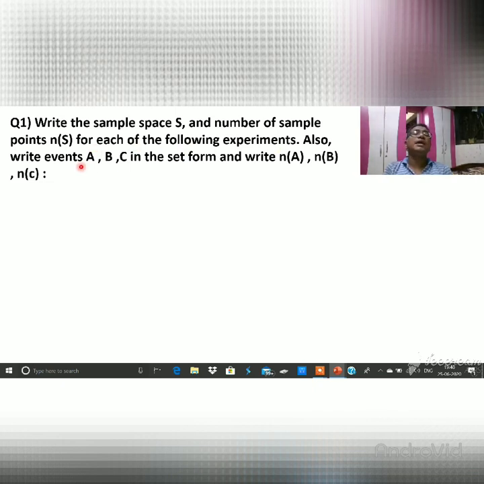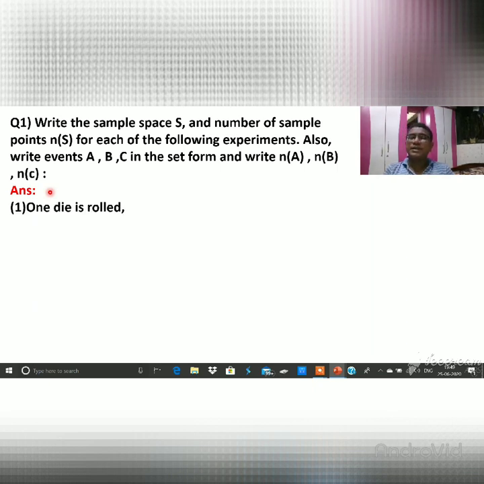Also, write events A, B, C in set form, and write n(A), n(B), and n(C). So see here, this is what you want to write, that is given here. Here only the questions are given, but whatever the events are, those events are given afterwards.